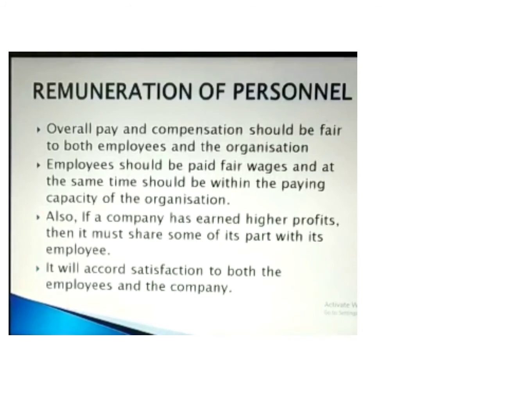Also, if a company has earned higher profits, then the company must share some part of it with its employees. This will definitely ensure satisfaction among the employees. Moreover, it will accord satisfaction to both the employees and the company.